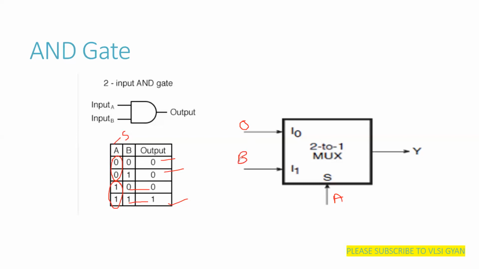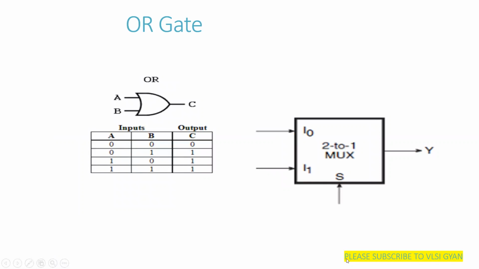So to implement an AND gate using a 2:1 MUX, one of the inputs should be connected to 0 and the other input should be B, and you have your select line as A. So the select line is nothing but A here, and one of the inputs is tied to 0 and the other one is B. This is how we implement an AND gate. Similarly, we can implement all other gates. Let us see how we can implement the other gates.